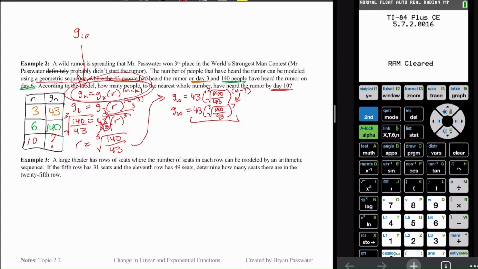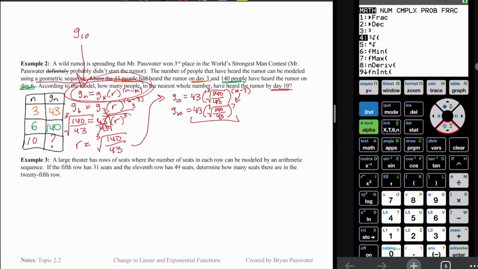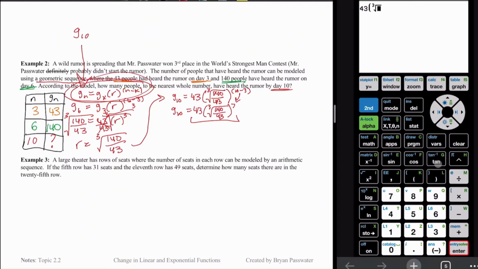We're going to do that here. So just clear that. So 43, parentheses, we click math to get the cube root here. Or we can use 5 right there to get any number. But since 3 is already there, we can do that. And then 140 divided by 43, arrow, parentheses, to the power of 7. And that gives us that number.